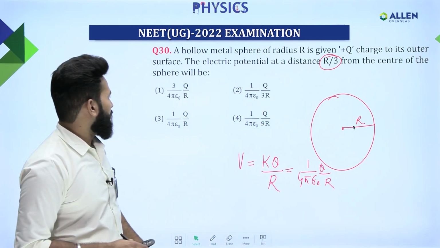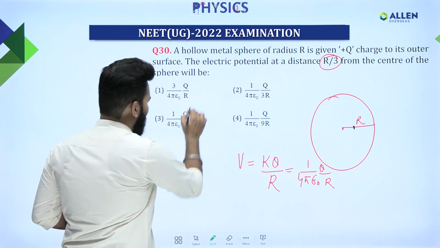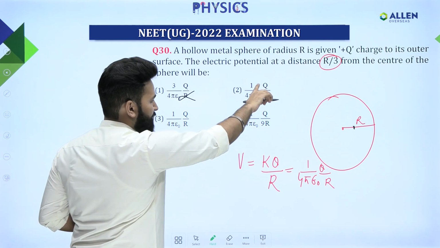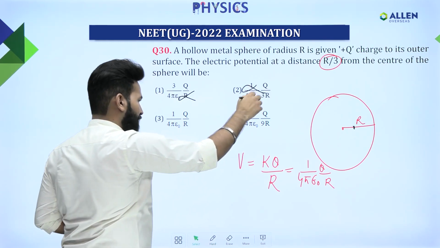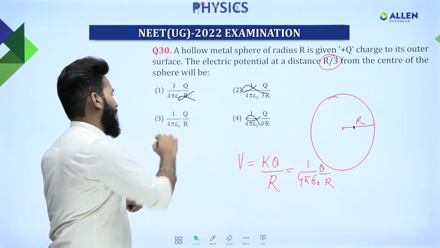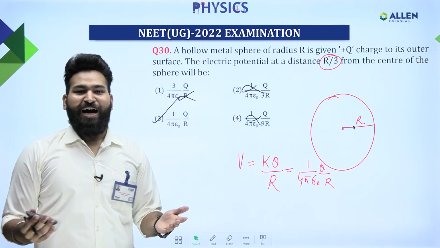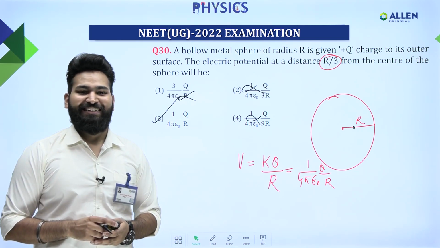Now let's check it in the options. It is 3q by 4 pi epsilon naught, so this is not the correct answer. This is kq by 3r, again the wrong one. 9r is there, so it's the wrong one. Kq by r, okay. So option number 3 will be the correct answer for this question. I hope you guys got it.